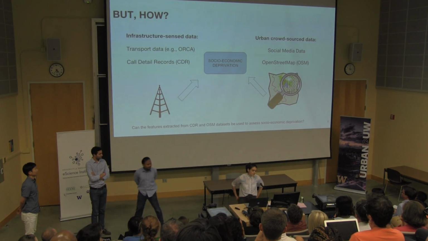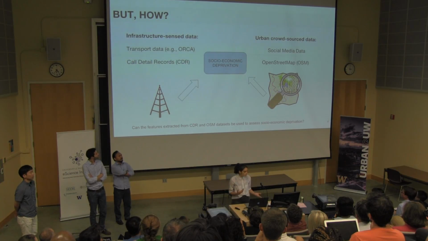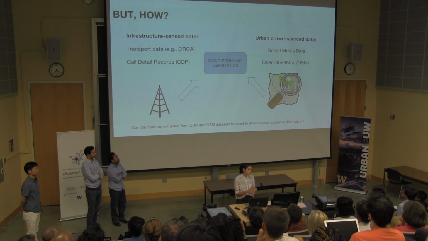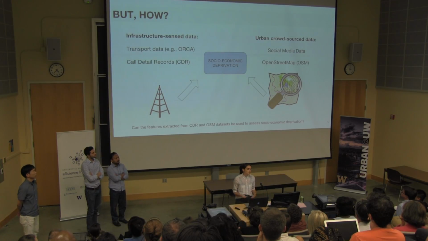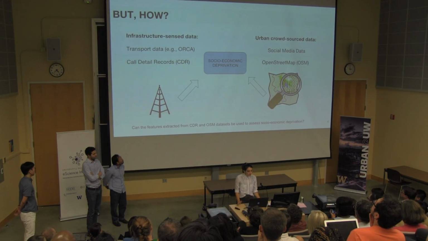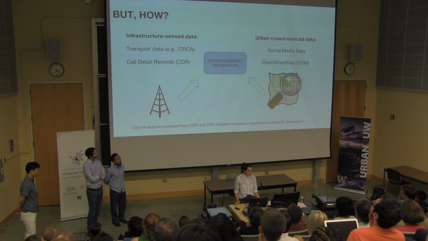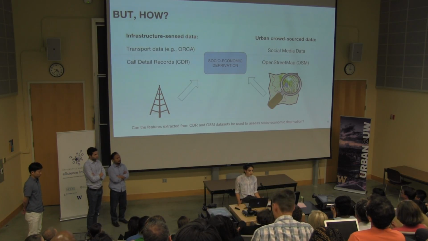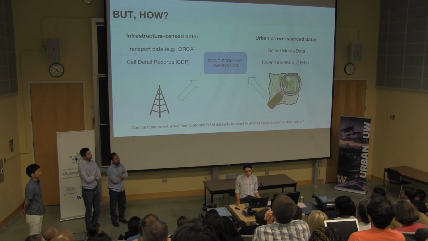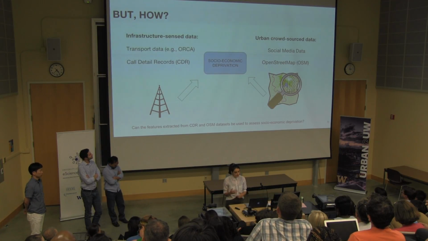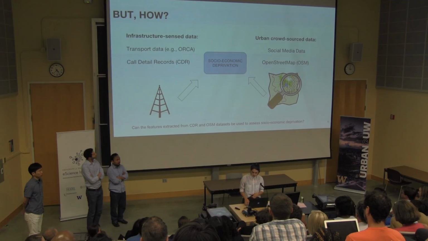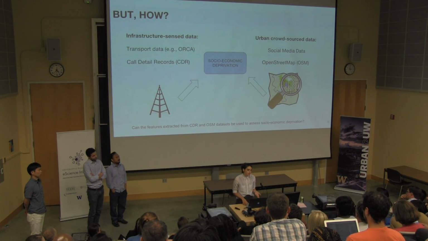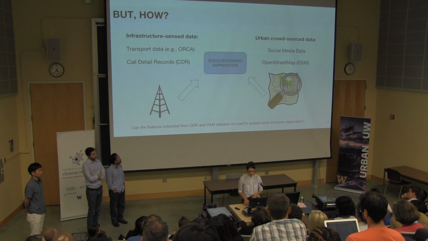So what we're interested in with this project is answering the question of how can we leverage large, big data to predict or supplement census data that often becomes outdated with quick urbanization in cities. Based on previous research, we have these two avenues. We have infrastructure sensed data, like transportation data such as the ORCA team, and call detail records, which is something we're very interested in here. And we have urban crowdsourced data, things like OpenStreetMap or social media data. So our question is, how can we use these two different avenues of data to predict census level variables, specifically socioeconomic deprivation?